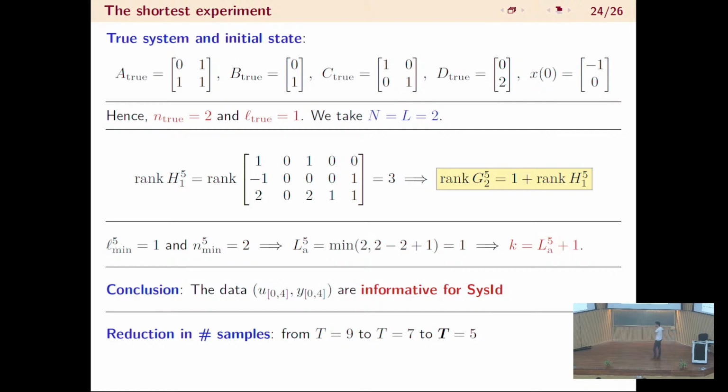Okay. What's the point then finally? Well, indeed here now, we only needed 5 data samples. So we reduced the number of samples from 9, which was the approach based on the fundamental lemma, to 7 with this online experiment design with a fixed depth Hankel matrix, to finally 5 with the variable depth Hankel matrix, which is in fact the shortest experiment. So this is actually the minimum number of samples that you can achieve. Okay.